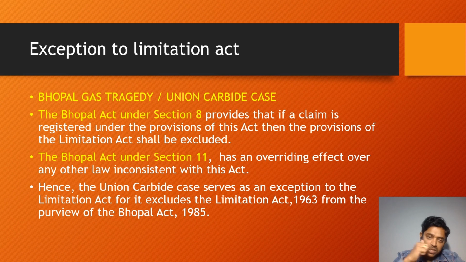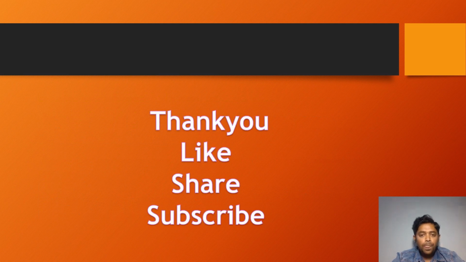The Bhopal gas tragedy, as everyone knows, which we are talking about from the first year, is the Union Carbide case. In this, the Bhopal Act under Section 8 provides that if a claim is registered under the provisions of this Act, then the provisions of the Limitation Act shall be excluded. The Bhopal Act under Section 11 has an overriding effect over any other law inconsistent with this Act. Hence, the Union Carbide case serves as an exception to the Limitation Act, for it excludes the Limitation Act 1963 within the purview of the Bhopal Act 1985.